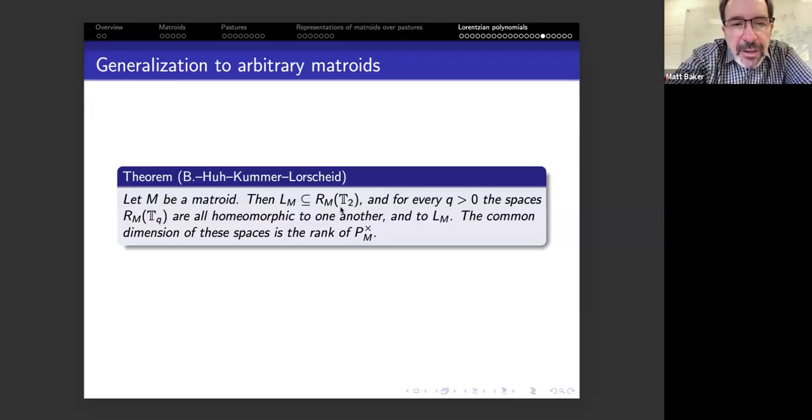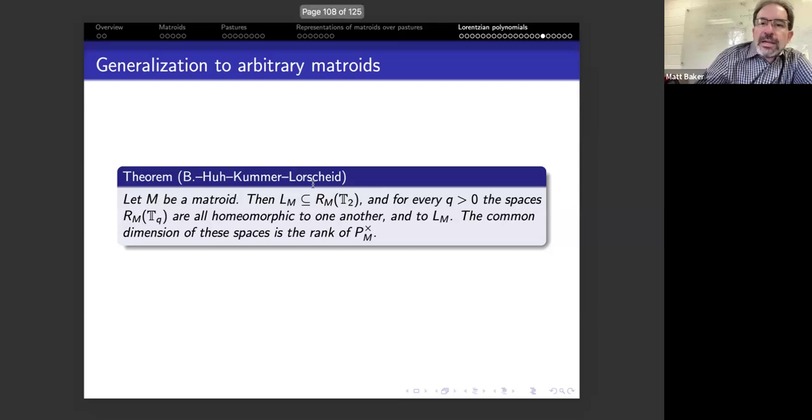So really where the dimension calculation came from, this inner Tutte group showing up, is that it's pretty easy to see that the dimension of the space of representations of a matroid over TQ, where Q is positive, is exactly the rank of the Tutte group. And that space turns out to be homeomorphic to the Lorentzians.